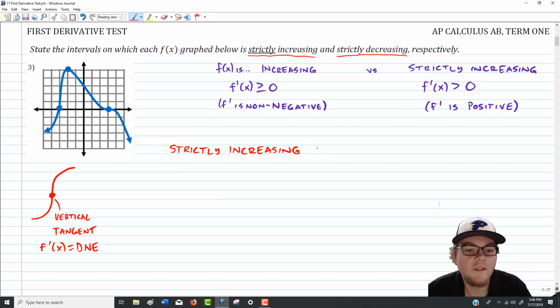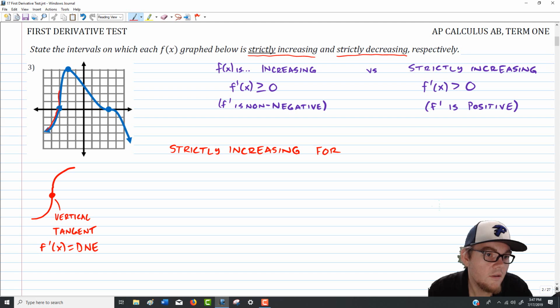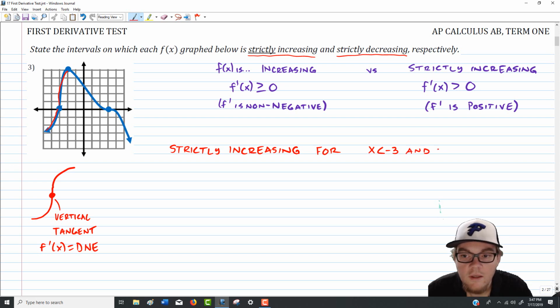So in our particular case, this function f is strictly increasing for all the places where the function f is getting bigger, has positive slope. So looking at our picture, it looks like it goes from there to there, and it goes up from there to there. So for strictly increasing, if I was using inequality notation, I'd say that it was for x less than negative 3 and negative 3 less than x less than negative 2. That would be my strictly increasing.